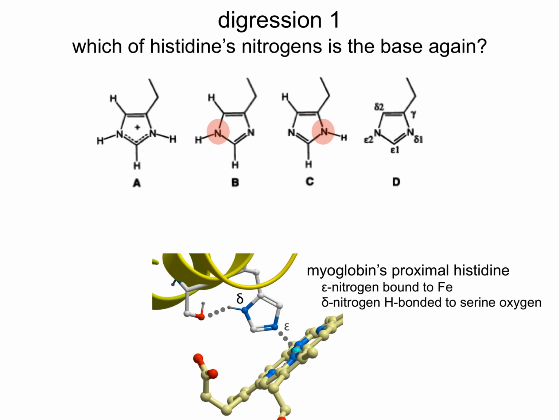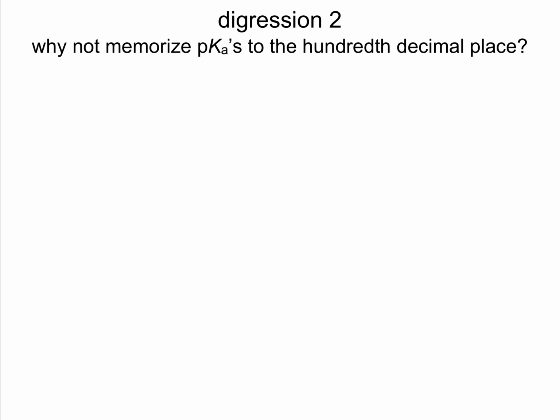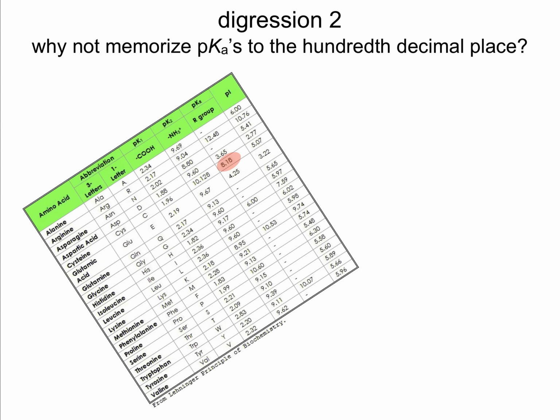with digression 1. I want to take another short digression and address this issue of why we're not memorizing pKa's to the 100th decimal place that we see, for example, in the many lists that are easily available on the web that give us not only the side chain pKa's of several of these amino acids, but also the alpha carboxylic acid and alpha amino group pKa's, which again we already know are not relevant for the most part in the context of a polypeptide chain.